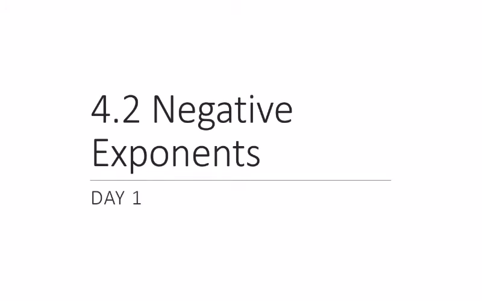All right, let's talk about negative exponents. This is section 4.2 from the book. So we informally validated that anything to the zero power is 1 using this process. So let's do the same thing with negative exponents. Let's keep going down the list.